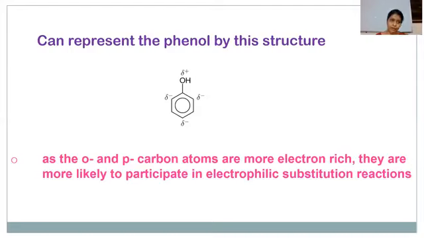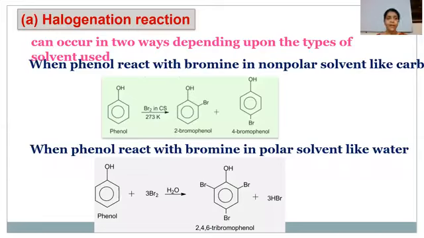There are several electrophilic aromatic substitution reactions. Some main reactions are, first is halogenation reaction. Halogenation reactions start with the halonium ion X plus, like in bromination, bromonium ion Br plus acts as electrophile. Halogenation can occur in two ways depending upon the types of the solvent used.